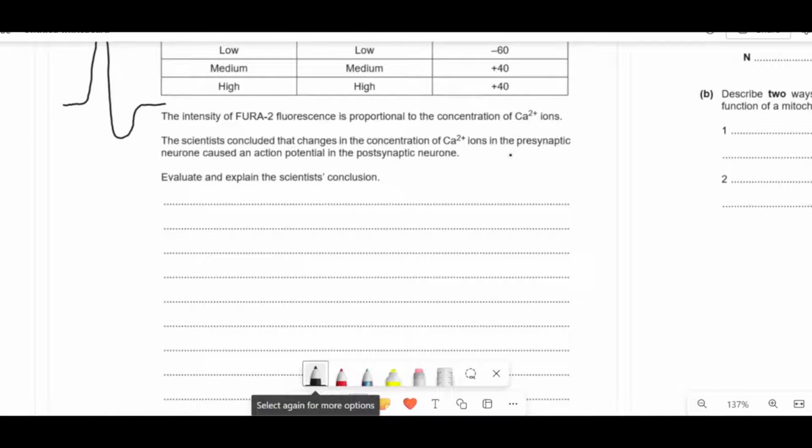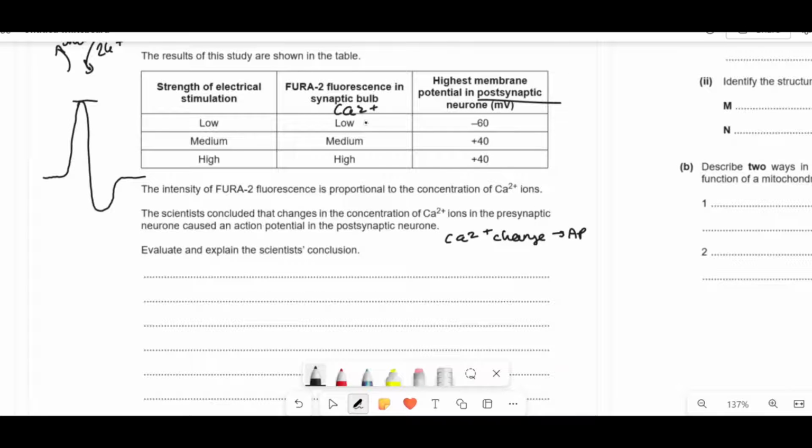Whenever you get these evaluate questions, it's always helpful to write what they're saying leads to what, and that helps a lot. So they're saying that Ca2+ changes led to an action potential. So remember that this represents calcium 2+ ion concentration. Low stimulus leads to low amounts of that, medium, and so forth. So if that's increasing, then remember that this is the presynaptic neuron that they're messing around with here, the synaptic bulb, and then the postsynaptic neuron is what they're measuring.